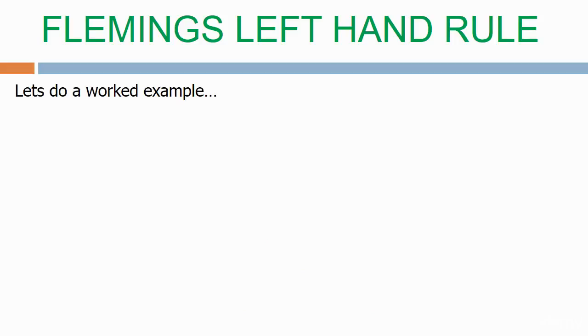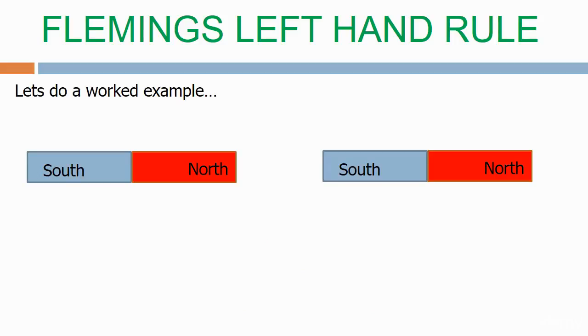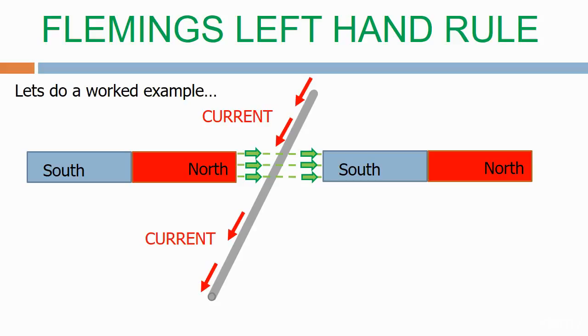Let's do a worked example. Let's place two magnets near to each other. We'll get a magnetic field flowing from north to south. Let's place a conductor inside that magnetic field and pass current through it. The question is, which way will the conductor move?